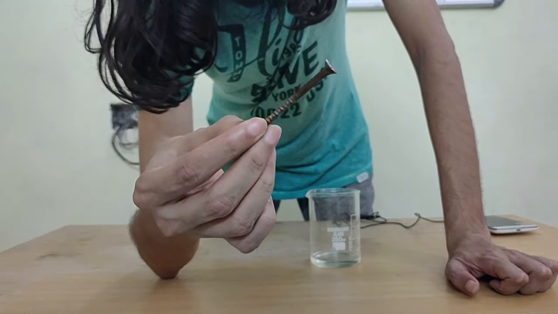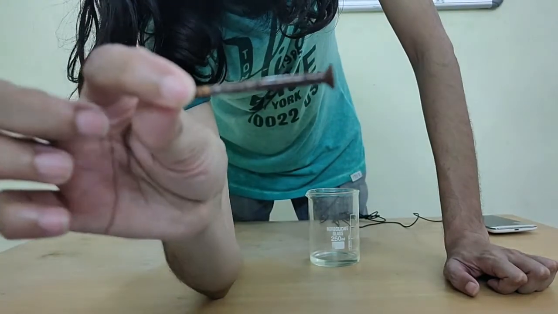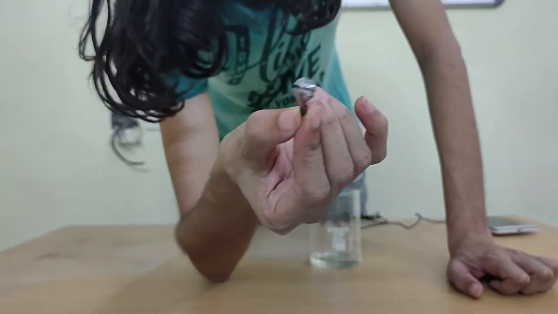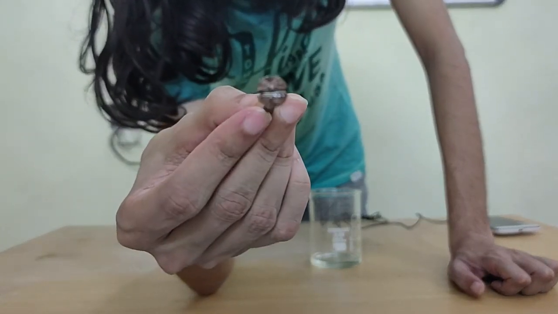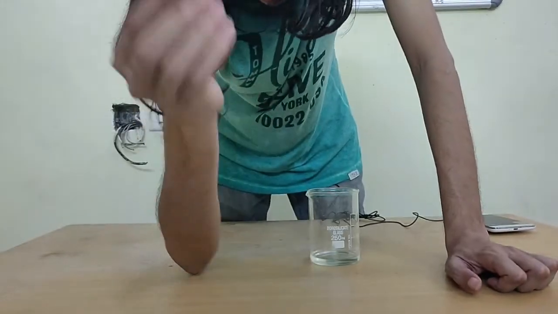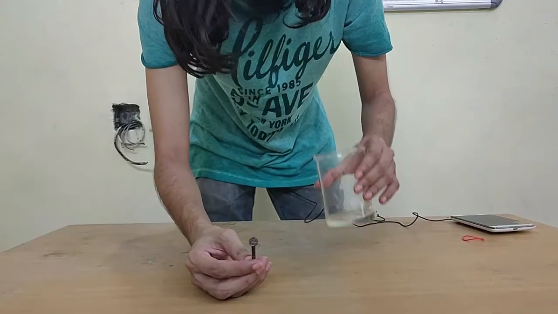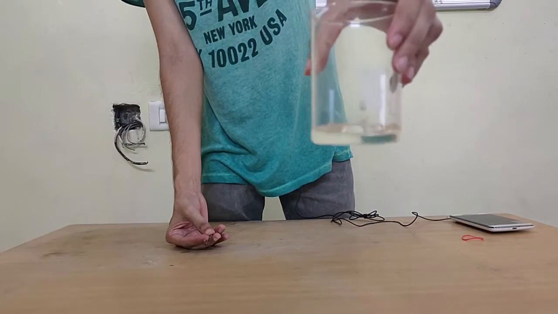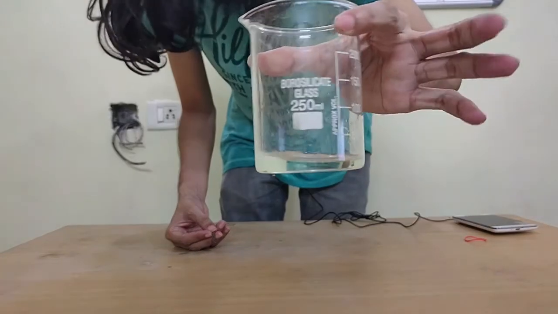You'll see that there are parts of it that have become white now. There are certain parts of the nail that have kind of cleaned up. You see the middle of this head has become white, even the bottom of this head has started, there are white dots all over. It means some reaction has occurred over here. And there is a slight change in color of my solution. If you notice, it's mildly yellow, very mild, barely noticeable. It's mildly greenish yellow.